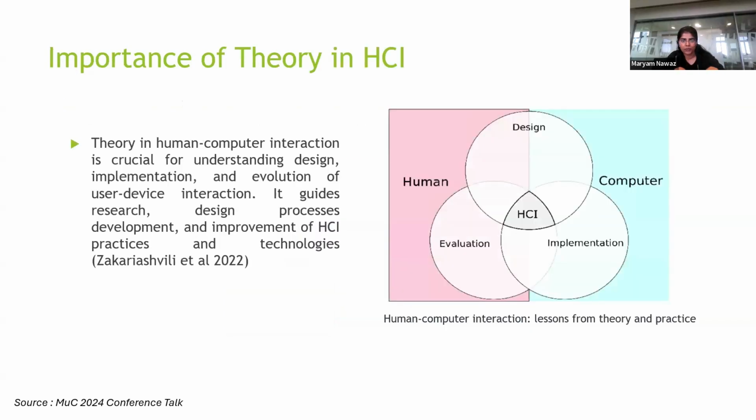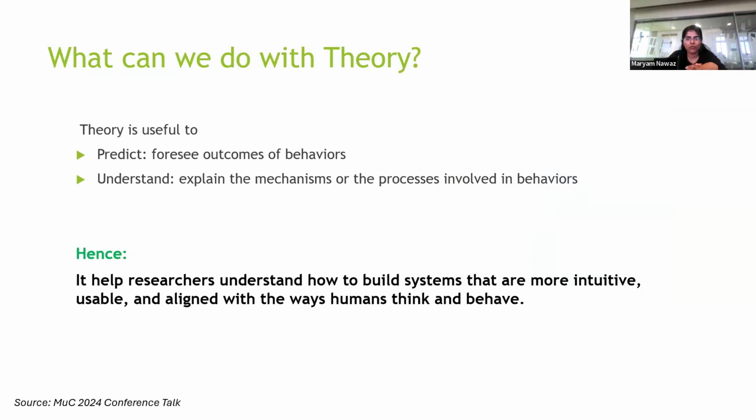After that, they talk about the importance of theory in human-computer interaction. So why is theory important in HCI? Because it plays a crucial part in understanding the design, implementation, and evaluation when there is user-device interaction. It gives you the process to design, develop, and improve HCI practices and technologies. So how can we use these theories while working on human-computer interaction systems? They give you predictions of outcomes and behaviors, what the outcomes of the systems will be, and the mechanisms and processes involved in these behaviors. This helps researchers understand how to build systems that are more effective, usable, and, most importantly, aligned with user behaviors and what users actually want from those interactive systems.